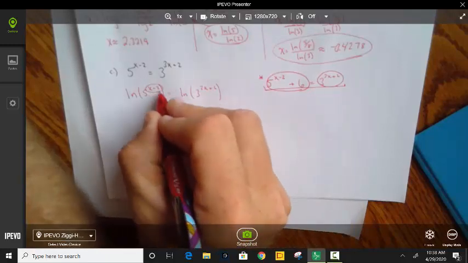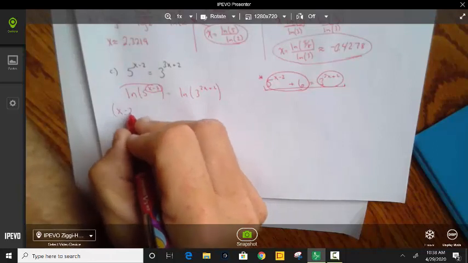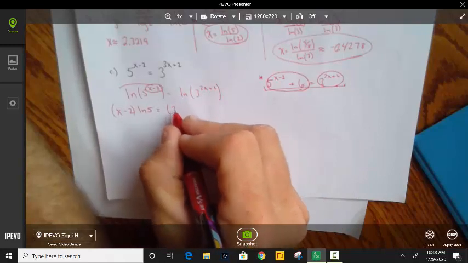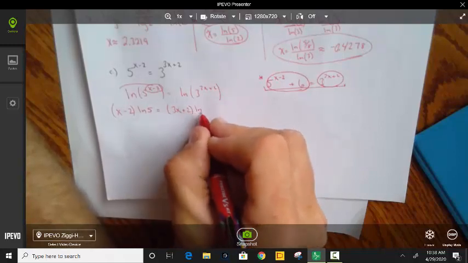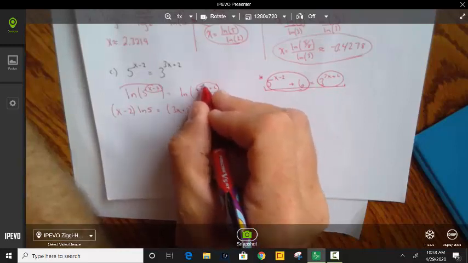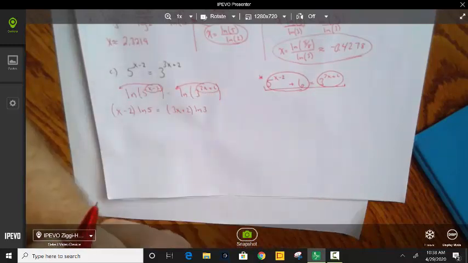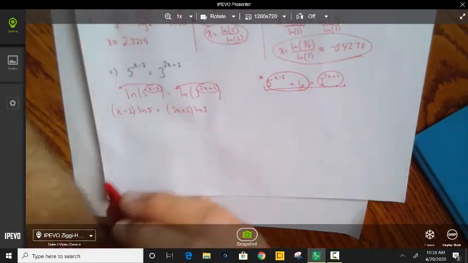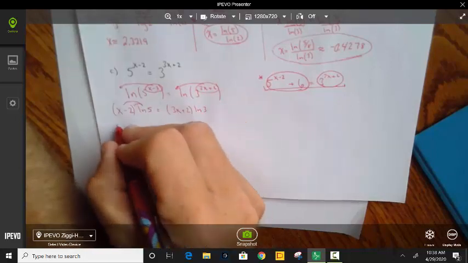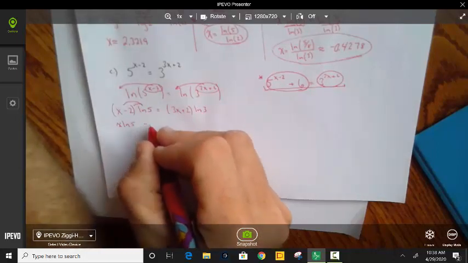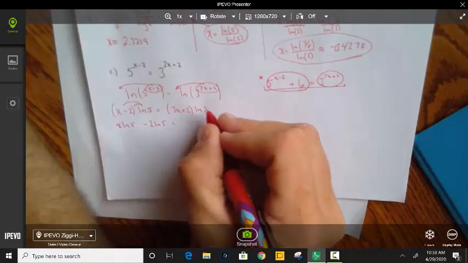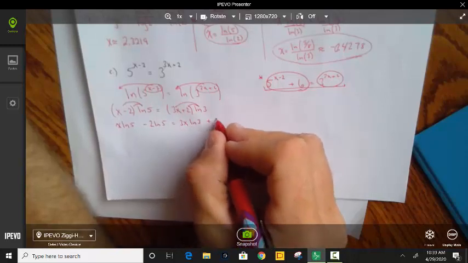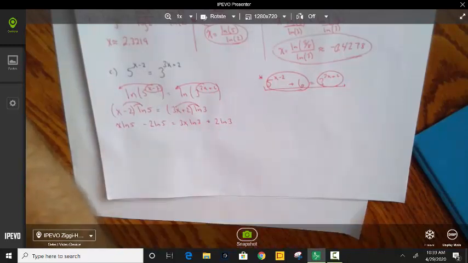And then we're going to apply the power rule. So this is going to be x minus 2 natural log of 5 equals 3x plus 2 natural log of 3. From here, we've got variables on both sides. So what we're going to do is the distributive property. And we're going to get x natural log of 5 minus 2 natural log of 5 equals 3x natural log of 3 plus 2 natural log of 3.